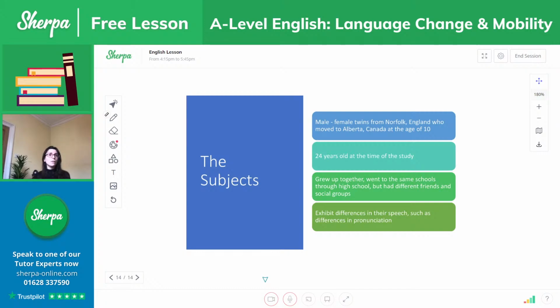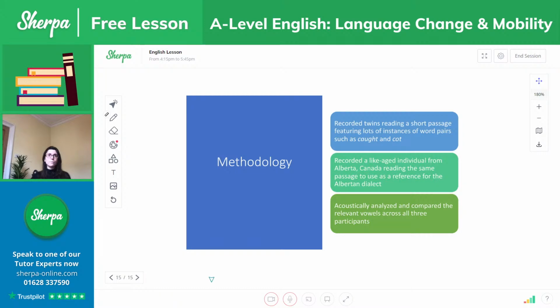They grew up together. They moved at the same time, same household, and same school up through high school. But they did have different friends and social groups. And then what brought this study about was that they have differences in their speech, such as differences in pronunciation. So this was actually a study that I did.